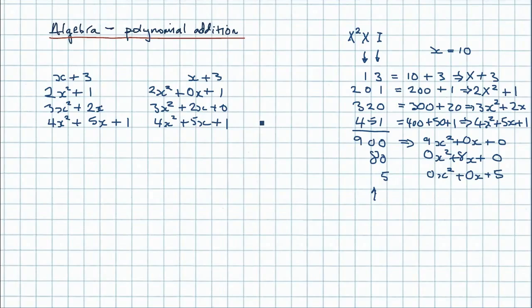So it might be useful to do that, but we're introducing these 0x terms, which is very unusual, and in algebra we don't tend to do that, and we don't tend to add 0 or subtract 0 either. So conventionally we would write it out horizontally. So let's do that. So we've got x plus 3 plus 2x squared plus 1 plus 3x squared plus 2x plus 4x squared plus 5x plus 1.